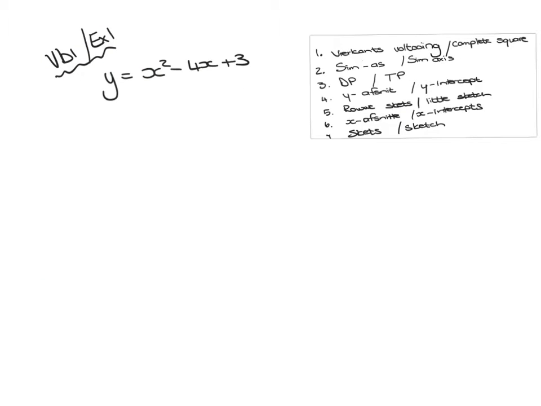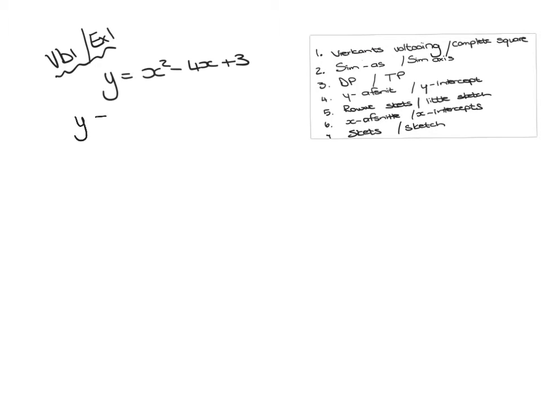Example 1. Y is equal to x square minus 4x plus 3. Die voorbeeld 1 is y is gelyk aan x kwadraat minus 4x plus 3. Nou, hier sal jy sien het ek al die stappe neergeskryf. These are the steps we've got to follow. So step 1 is complete the square. Doen die vierkants voltooiing. Nou ons doen dit nou weer.